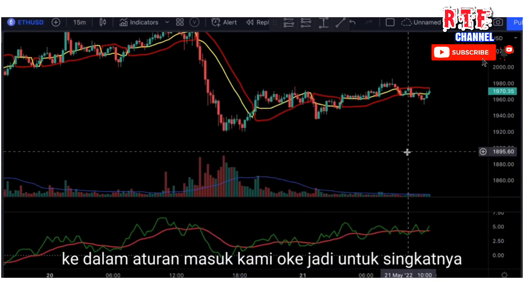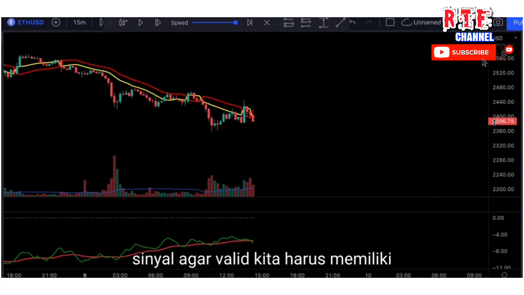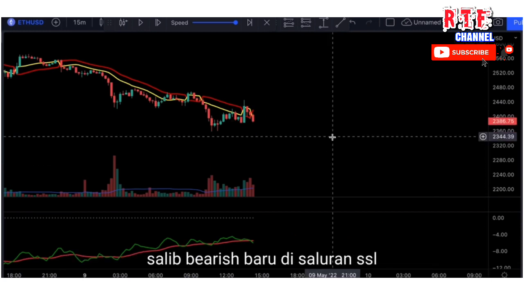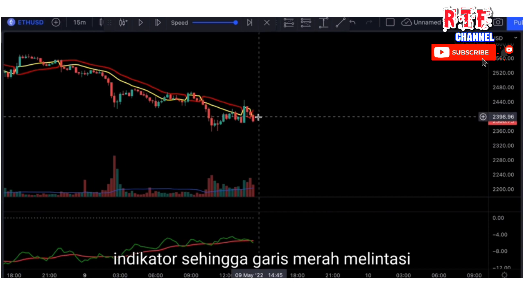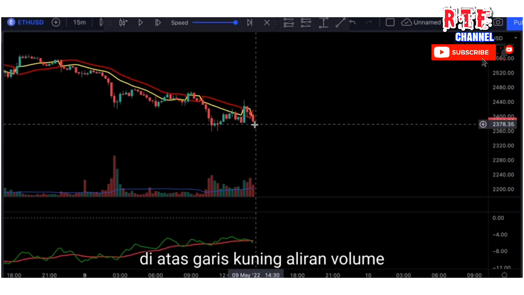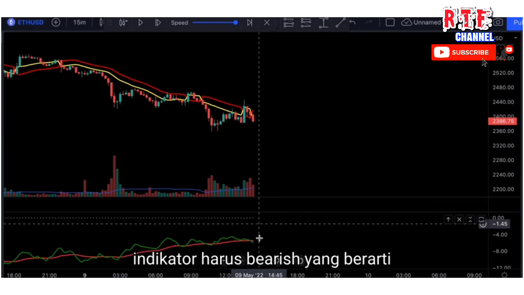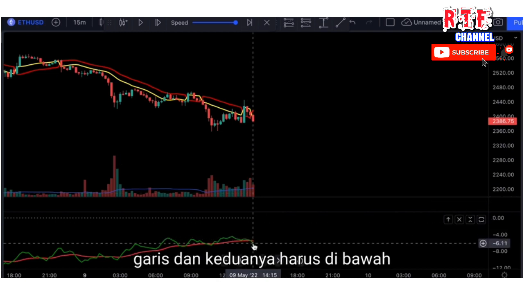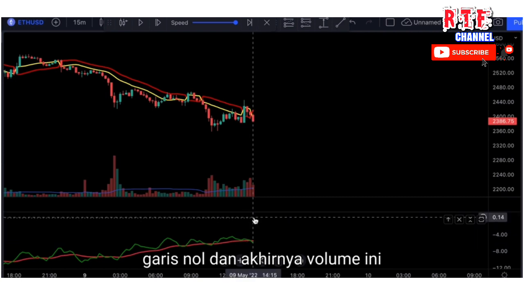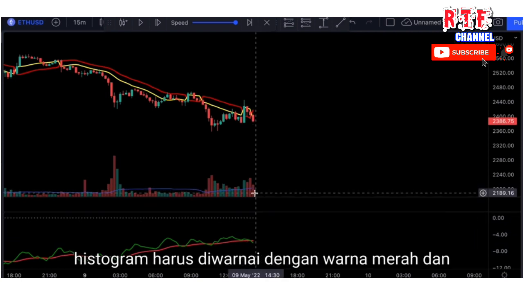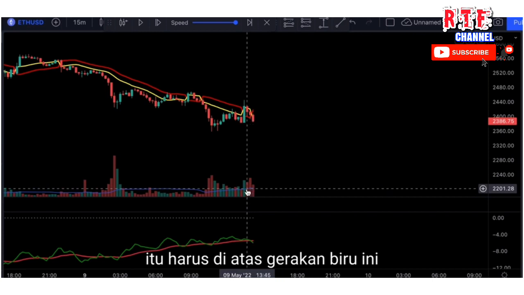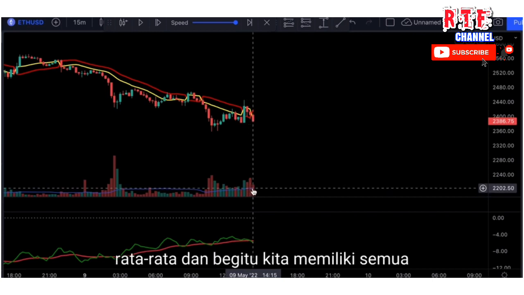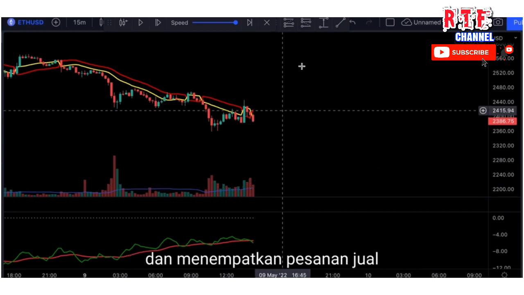Let's get into our entry rules. Okay, so for a short signal to be valid, we will need to have a new bearish cross on the SSL channel indicator so that the red line crosses above the yellow line. The volume flow indicator has to be bearish, which means the red line has to be above the green line and they both have to be below the zero line. And finally, this volume histogram has to be colored in red and it has to be above this blue moving average. And once we have all our conditions met, we're going to go ahead and place a sell order.